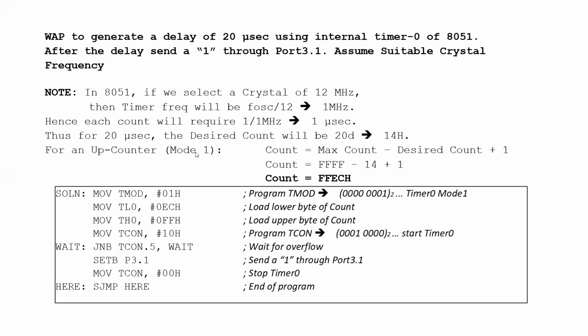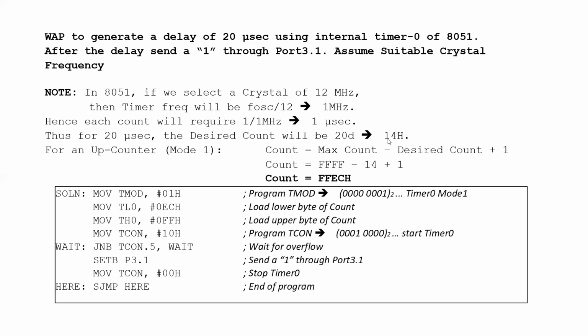Usually the delay programs are generated by using timer mode 1. Timer 1 or timer 0, any timer can be used, but it will be operated in mode 1. We already discussed the different modes of timers, and mode 1 is a 16-bit timer mode. The count can be calculated by using the equation: count is equal to maximum count minus desired count plus 1, because it is an up counter.